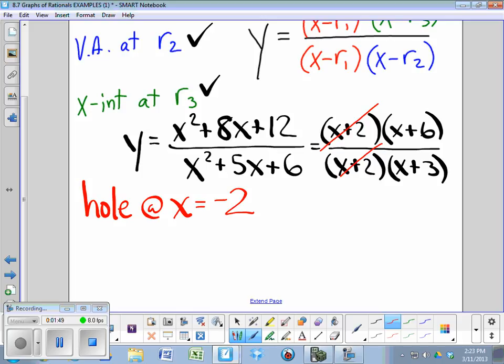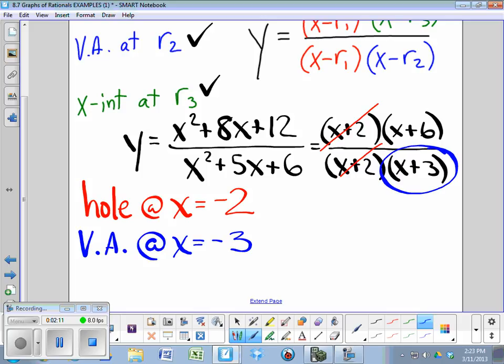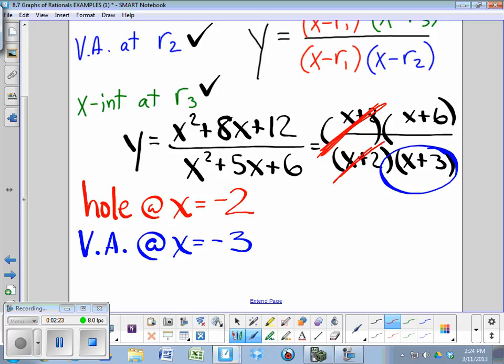Is there a factor in the bottom that doesn't cancel with one on top? And that's blue, right? Like the x minus r2 up here. What will this produce? A vertical asymptote at -3. Holes are produced when the factors do cancel. Asymptotes are produced when the factor doesn't cancel. We called the holes in the graph removable because we were removing them. Okay? We called the asymptotes non-removable discontinuities because you could not remove them. You could not cancel them.